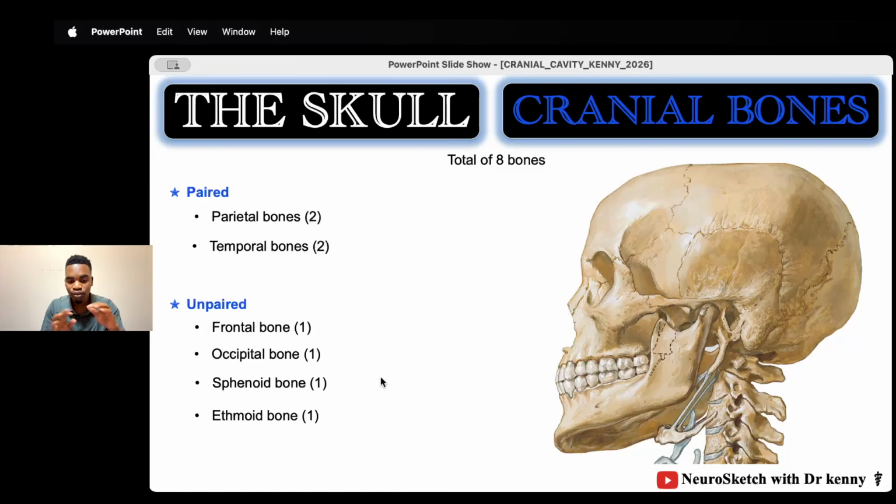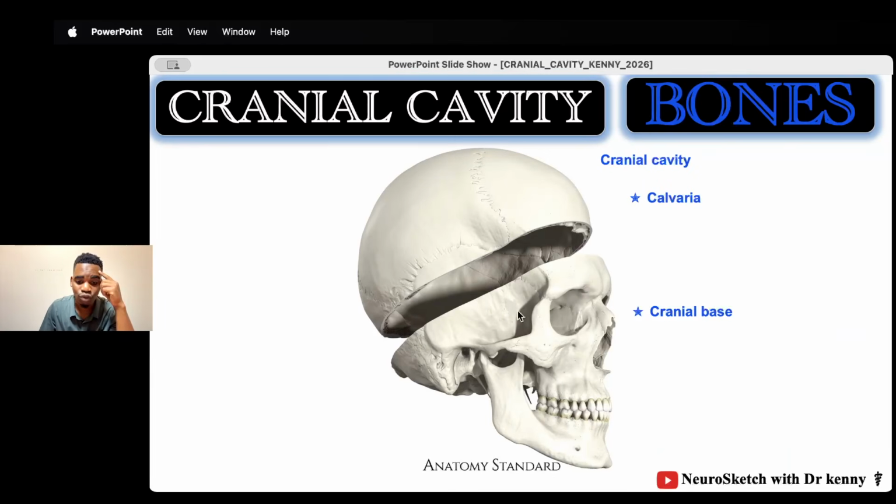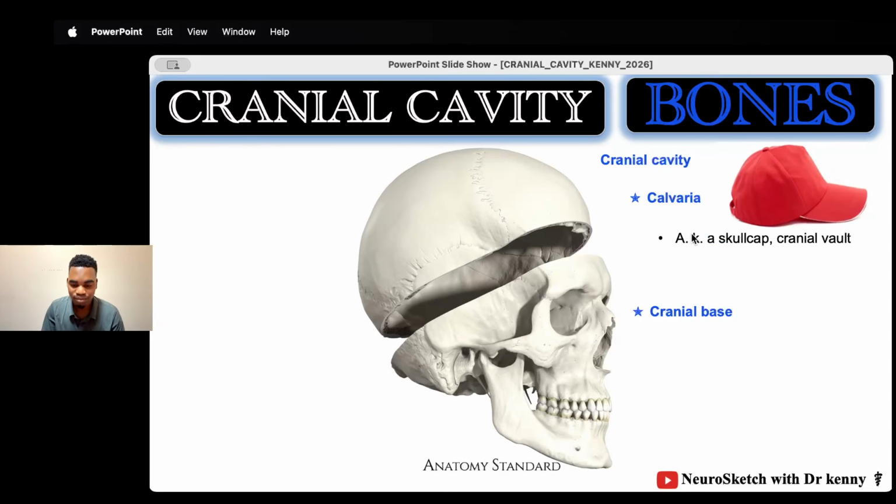Now, because these bones house the brain, they should have a cavity within, and that cavity is called the cranial cavity, which is the topic of discussion today. The cranial cavity can be divided into two parts. It has a cup, which is called the calvaria or calvarium, also called the skull cup or the cranial vault. This top part covering the cranial cavity is called the calvaria, or the skull cup, or the cranial vault.